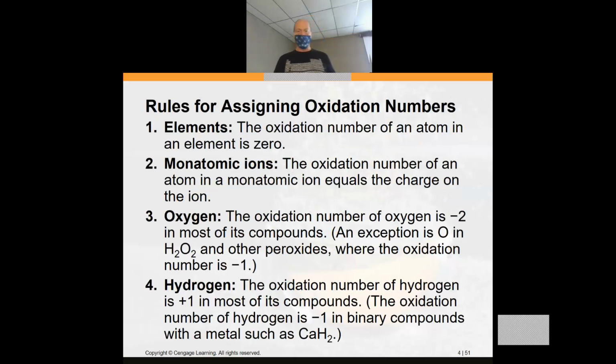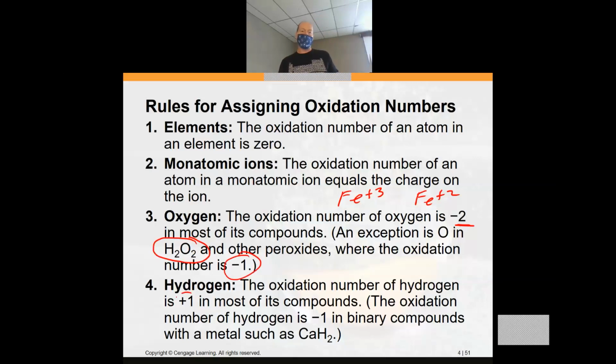All right, so again, going through the rules, elements, 0. Monatomic ions are whatever the charge is. So if you have Fe +3, it's +3. If you have Fe +2, it's +2. Oxygen is -2 in compounds, unless you have a peroxide. All right, so that's when you would have a -1 for the oxygen.